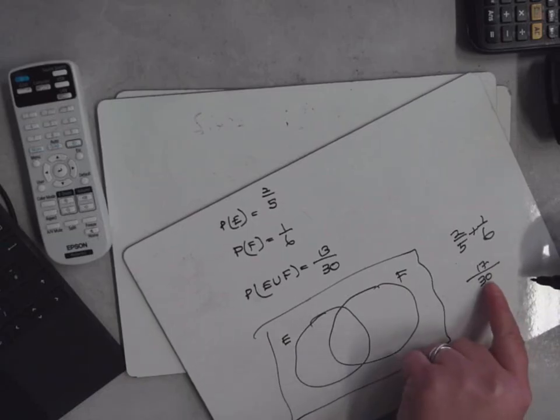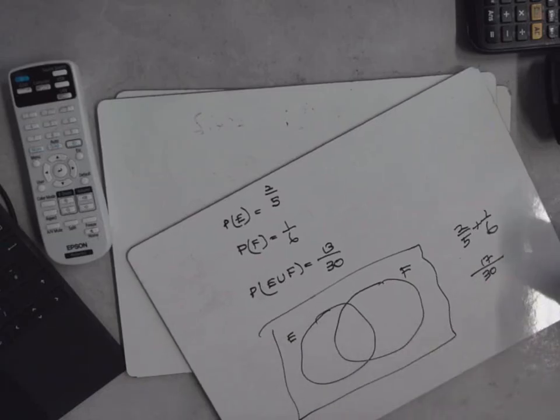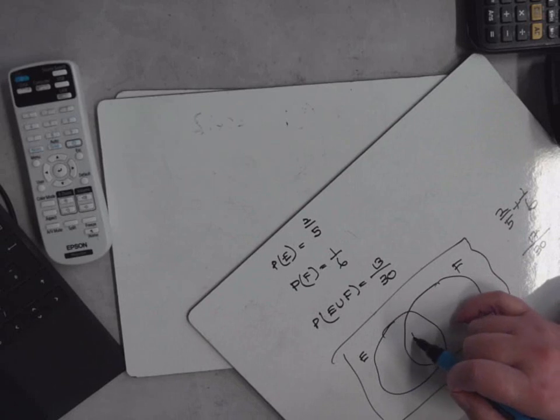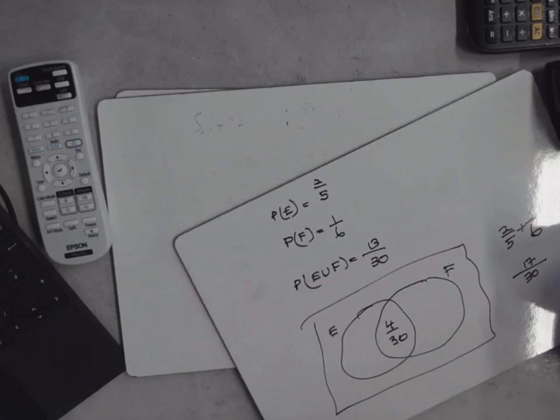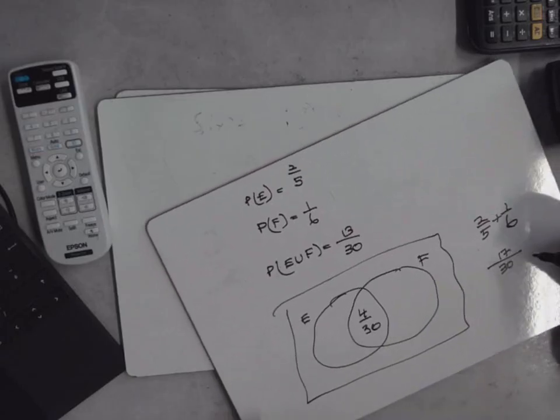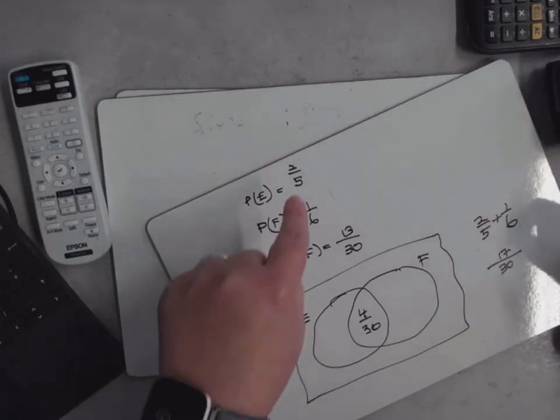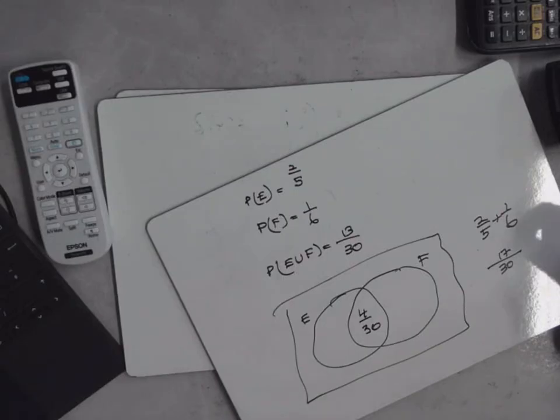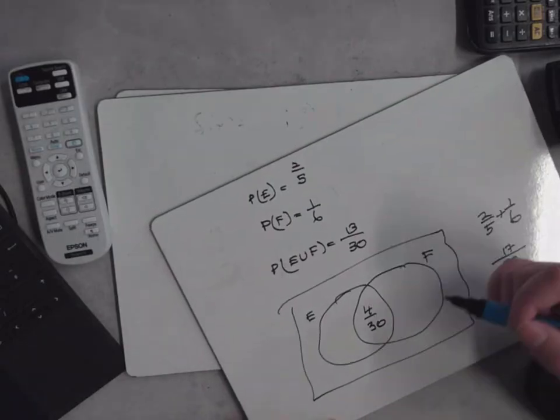So how much too much have I? 4 over 30. So that must be in the overlapping bit. Okay? So 4 over 30 must be in here. Is that alright? Does everyone see how I did that? Right, you add the 2 and see what's the extra bit. Okay? Yeah, please do check the calculator.